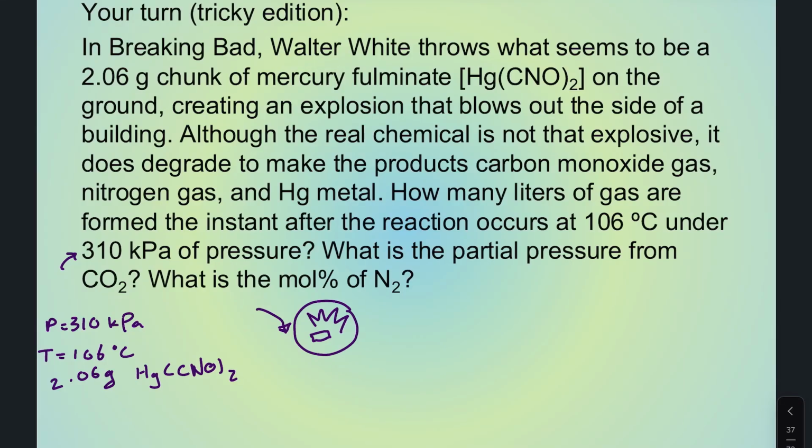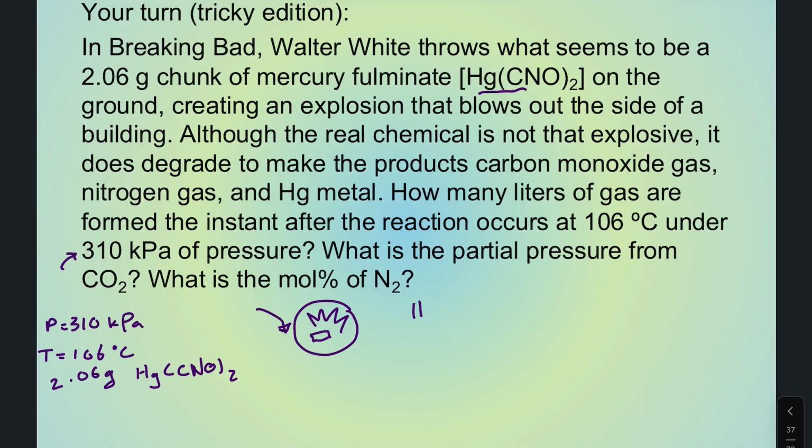So, the first thing that we want to do, the first thing you always want to do is write an equation. And so we have this mercury substance that's going to be thrown on the ground.